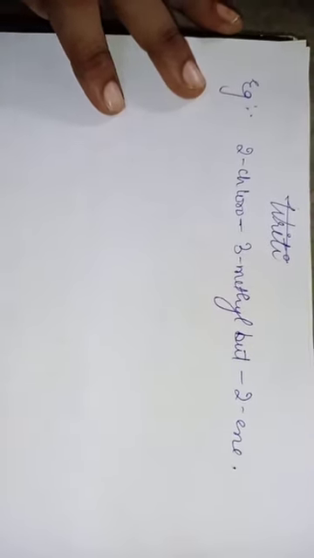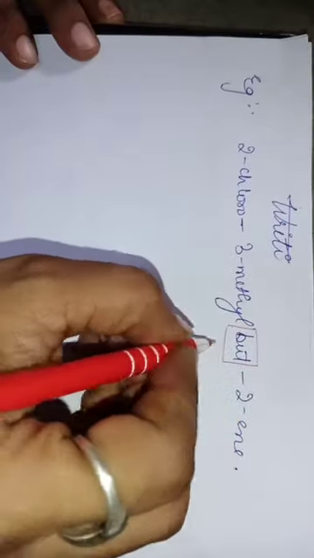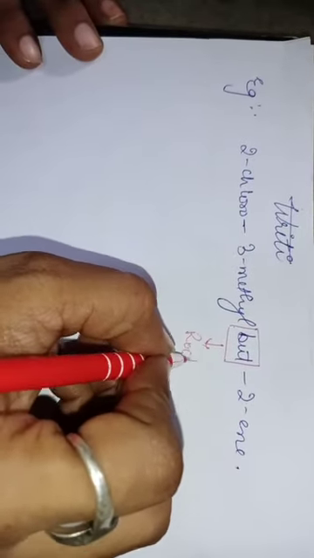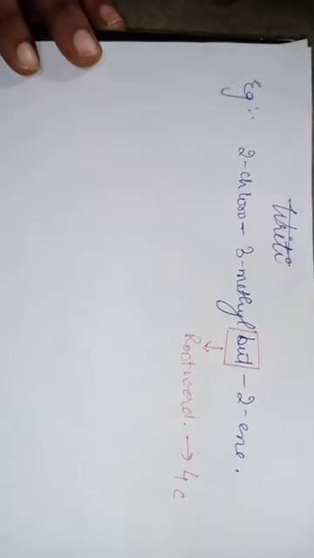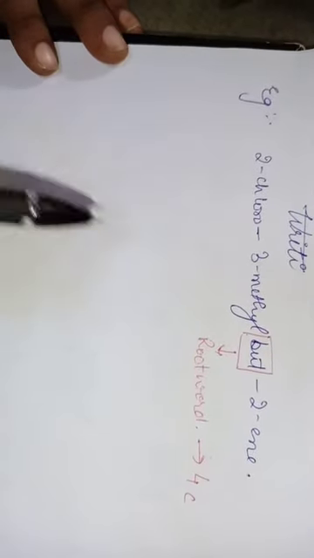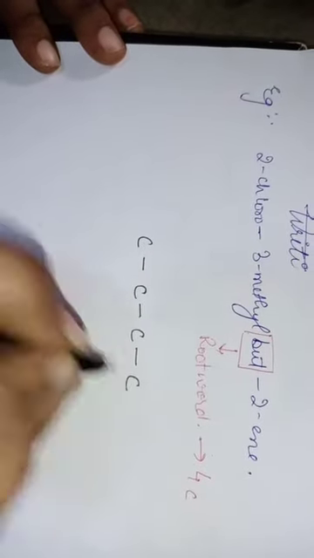So firstly what you will identify in this name, I have to find out the root word. Now what is the root word here, children? The root word is but. This is my root word. So root word but means 4 carbons, yes or no? So I will draw first 4 carbon atoms, 1, 2, 3, 4.